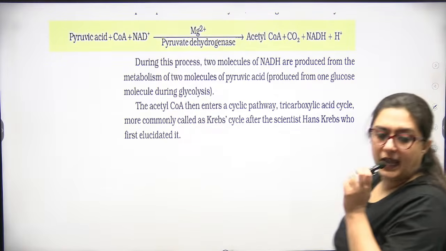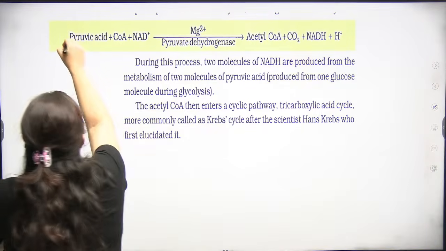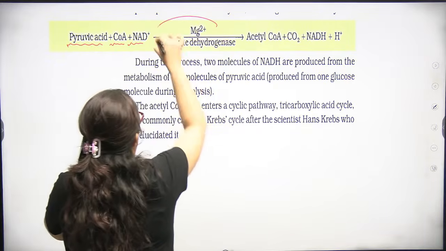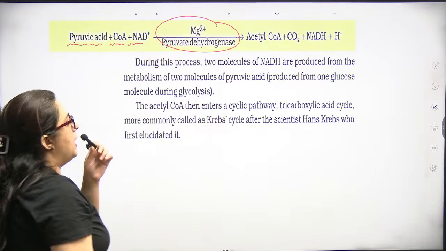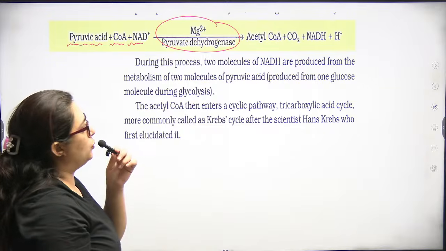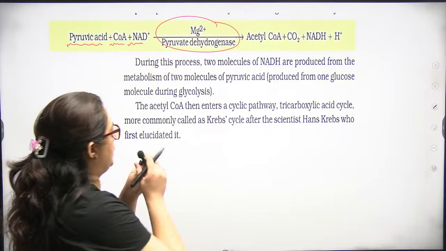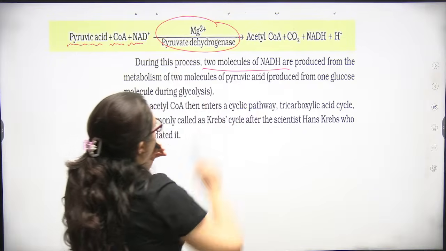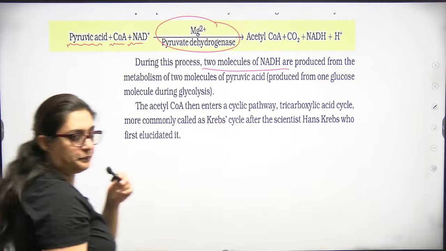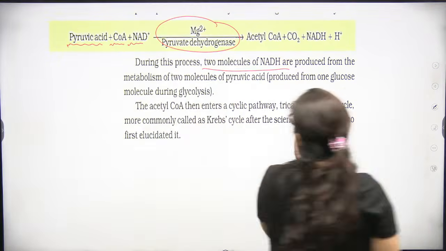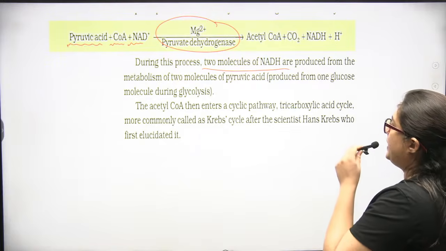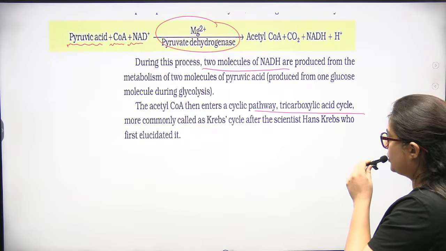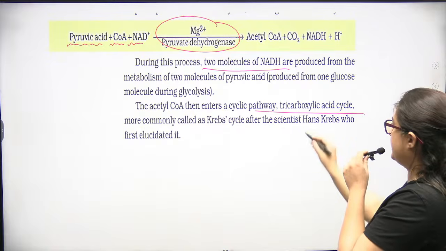Now, pyruvic acid plus coenzyme A plus NAD+, with Mg2+ and pyruvate dehydrogenase, gives acetyl coenzyme A plus CO2 plus NADH plus H+. During this process, two molecules of NADH are produced. From the metabolism of two molecules, the acetyl coenzyme A then enters a cyclic pathway, the tricarboxylic acid cycle, more commonly called the Krebs cycle.